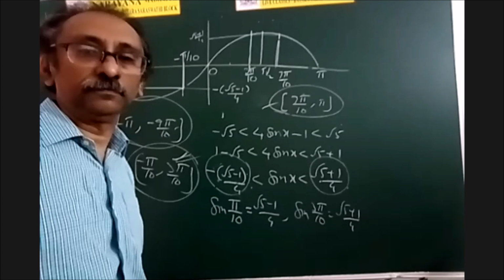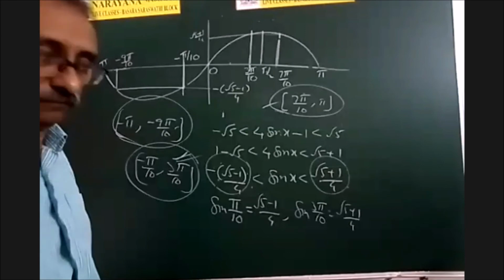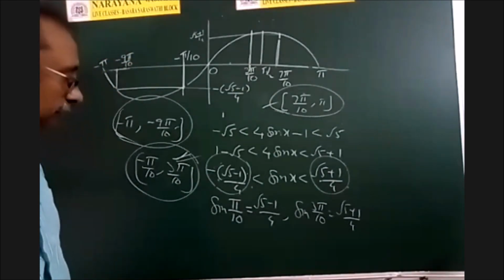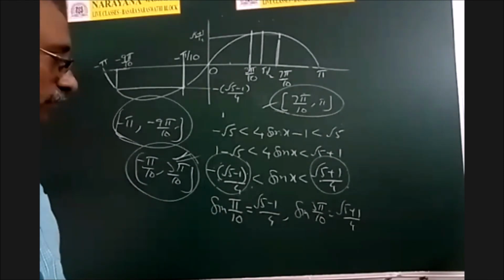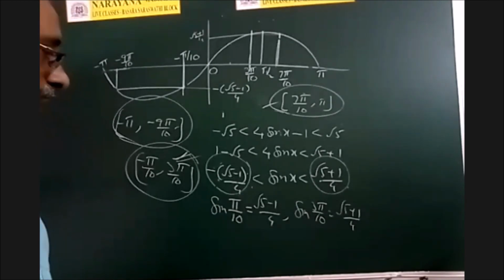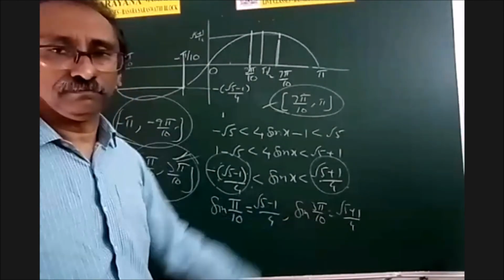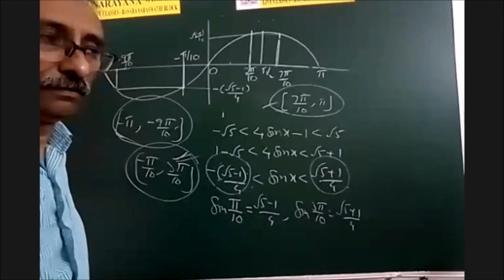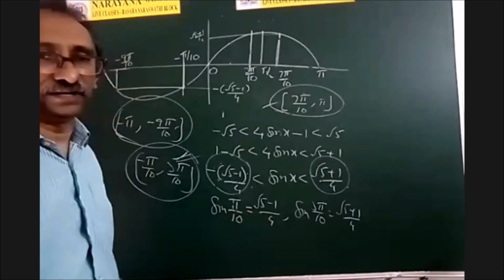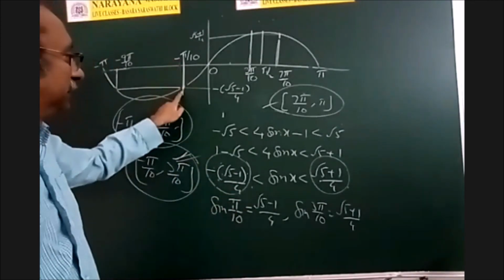Srijit, any doubts? Sir, I understood until sine pi by 10 equal to root 5 minus 1 by 4. That step I understood, sir. After that I didn't understand; my connection got lost. Sine pi by 10 equals root 5 minus 1 by 4. I understood until there. So this sine 3 pi by 10, that also I understood. Okay. Then root 5 minus 1 by 4 is sine pi by 10. Then minus of root 5 minus 1 by 4 means sine of minus pi by 10.